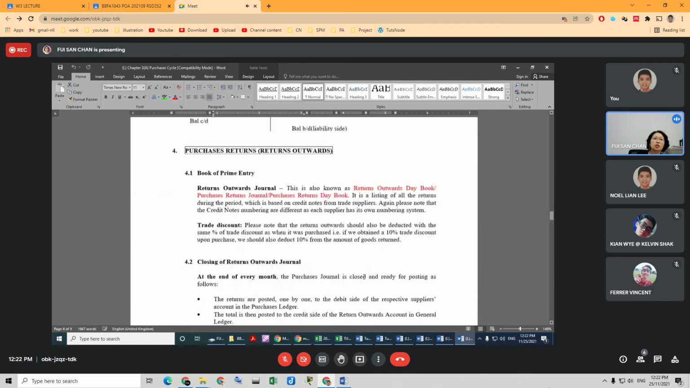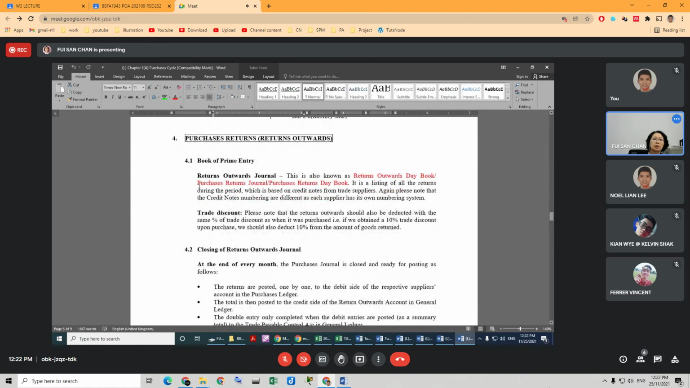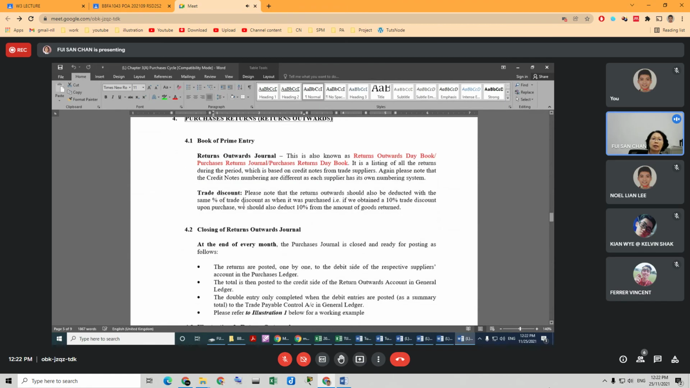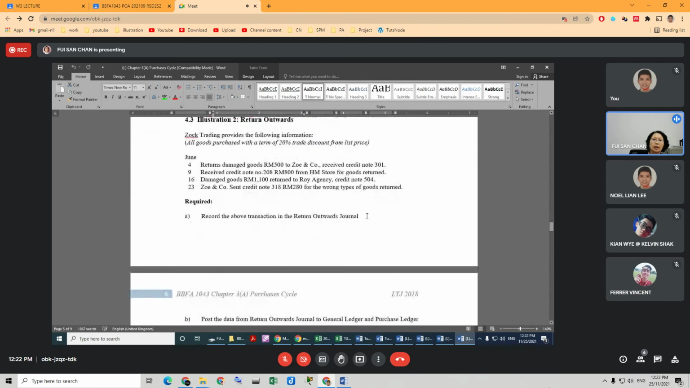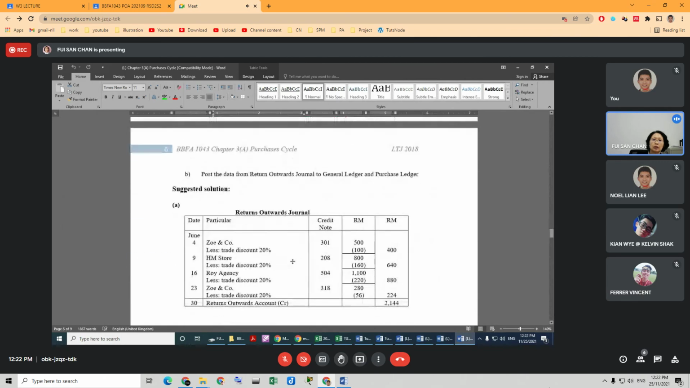Now, returns. Return outwards is when we buy from our supplier and now we want to return, so that's why it's outwards. Return outwards relates to purchases. So if you recognize it from the English words, you will remember it forever. Again, make sure you know how to record it.